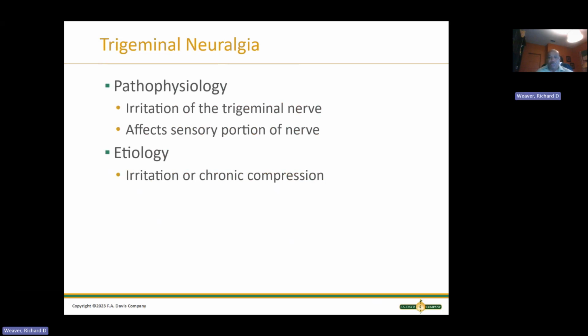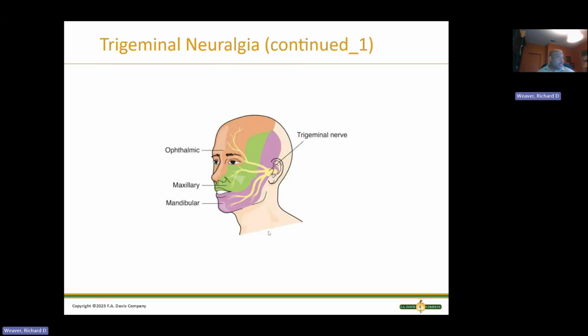Irritation or chronic compression of the nerve is suspected to cause the symptoms. This disorder is more common in women and usually begins about the age of 50 to 60. And this is an example of the trigeminal nerve, and this is how the nerves innervate or affect these portions of the face. So it may even affect this person's ability to smile or to frown, and so forth.